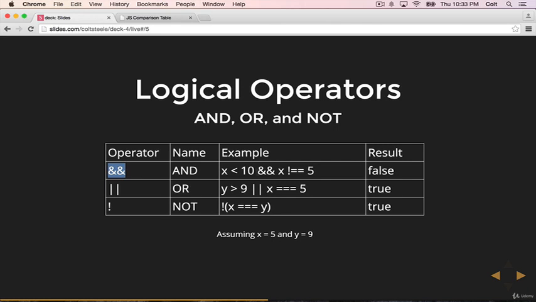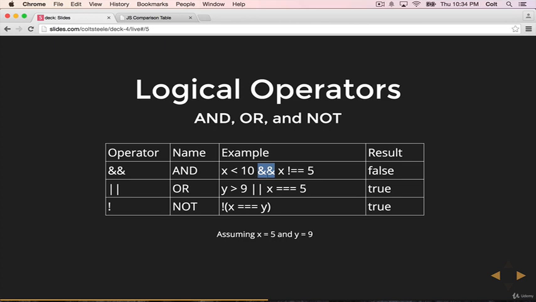The way that and works, first of all, you write it with two ampersands. And you can see right here, we're using it in an example where x is equal to 5 and y is equal to 9. So and takes two sides. There is a left side and a right side, and goes in the middle. So the way you would read this is x less than 10 and x not equal to 5.